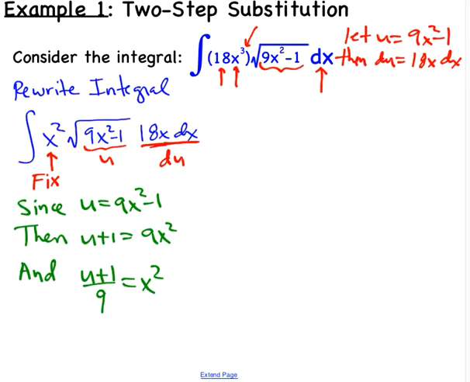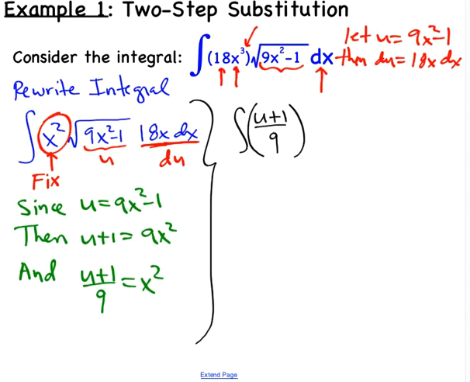So now I know what to do with my x squared in front of my integral. I'm going to replace that with u plus 1 over 9. So all of that said, I now have a second rewrite of my integral. I'm going to change the square root of 9x squared minus 1 to u to the 1/2 power. That's what we always do with integration. We change square roots to the 1/2 power so we can use the power rule for integration. And the 18x dx becomes my du.